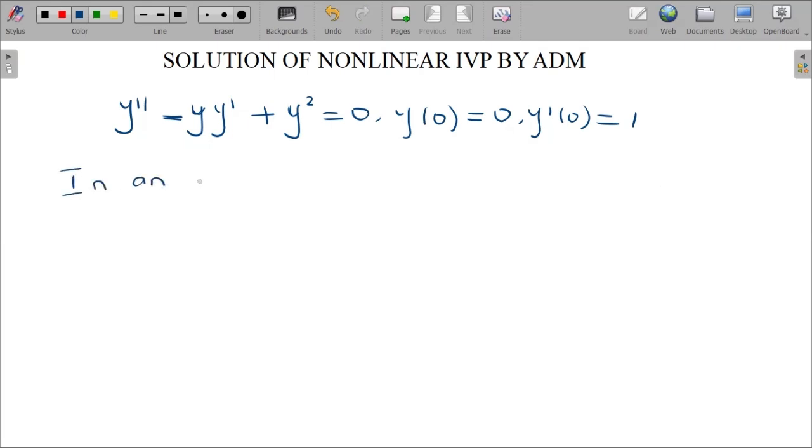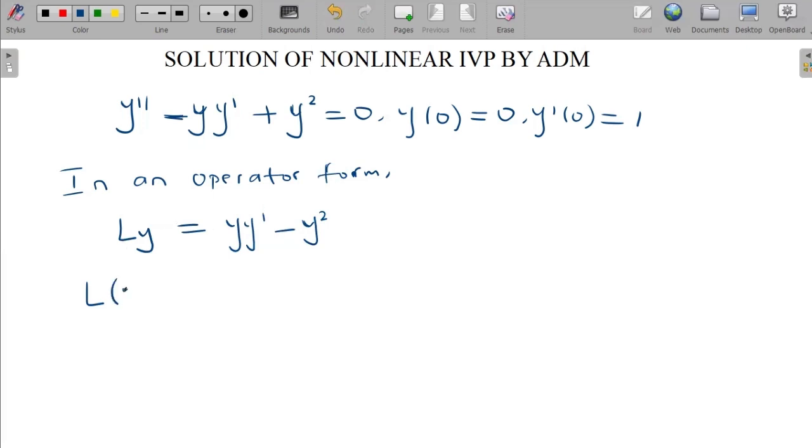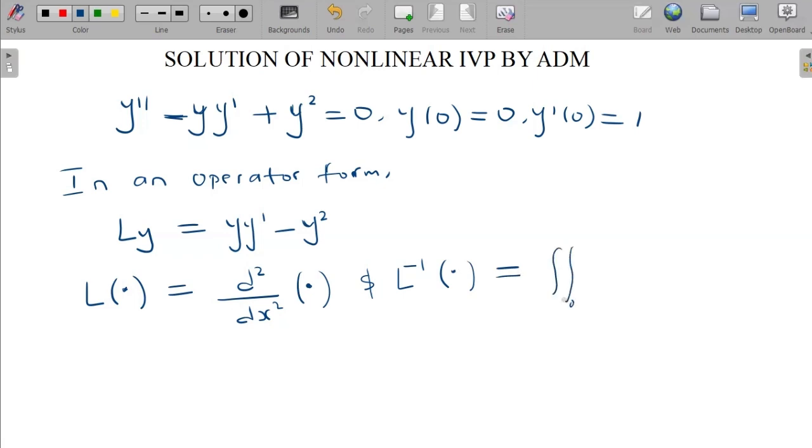For the Adomian decomposition method, as we know, we start by writing the differential equation in operator form. So, in operator form, the differential equation becomes Ly equal to y prime minus y squared. Then L is a second order operator, and it is invertible. L can be written as d squared dx squared, and its inverse, which is assumed to exist, can be written as a second order integral operator.